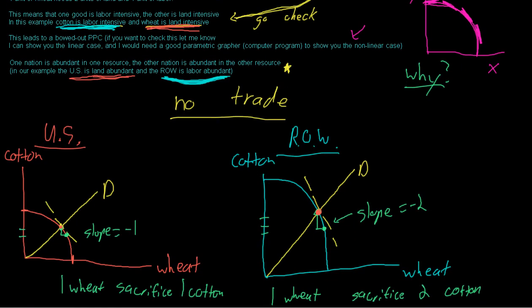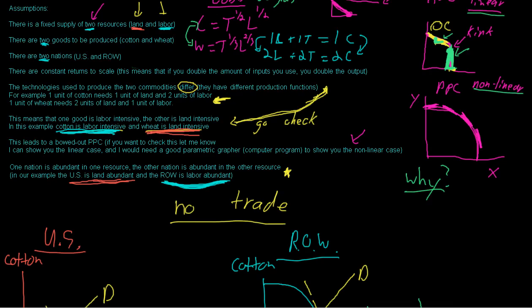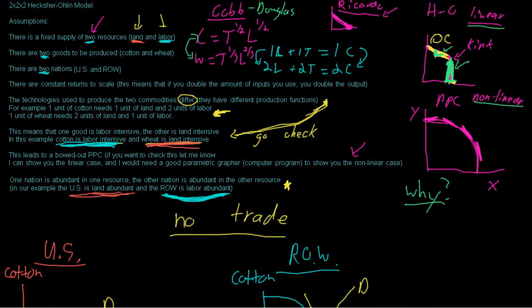So I wanted to highlight one more time before we get down there that we are going to say that the U.S. is land abundant and that wheat is land intensive. And I may not have gone over this assumption too much, but what this says is that one nation is abundant in one resource and the other nation is abundant in the other resource. So basically, the commodities are different, the technologies used to produce the commodities are different, and the nations are different. So in this example, the U.S. is land abundant and the rest of the world is labor abundant.